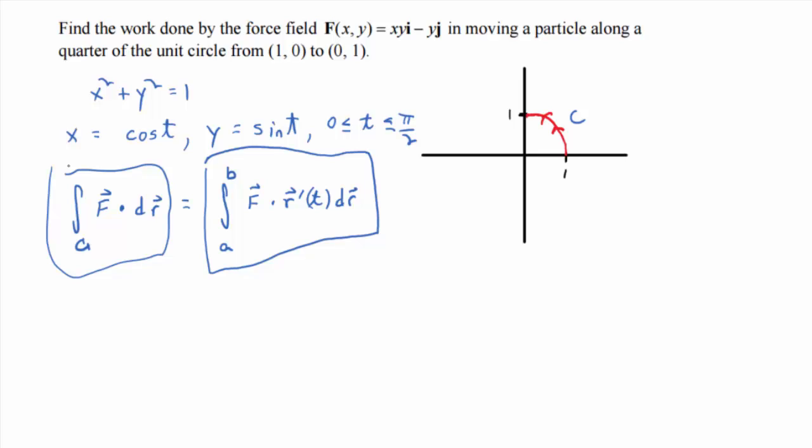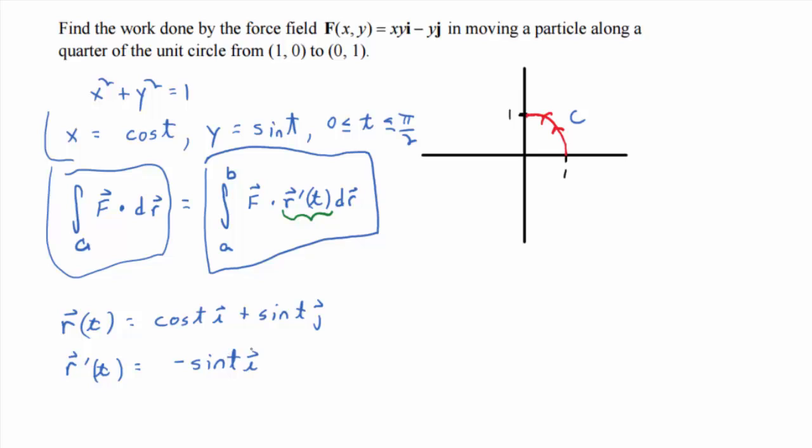So r of t is really just the component form of our parametric equations, right? So r of t can be thought of, in i j form, as cosine t i plus sine t j, if you think of that quarter circle as a vector valued function. And then what is this formula? Look on the inside of this formula. What does it tell us to find? r prime would be a good thing to find. So r prime of t would be negative sine t i plus cosine t j, right?